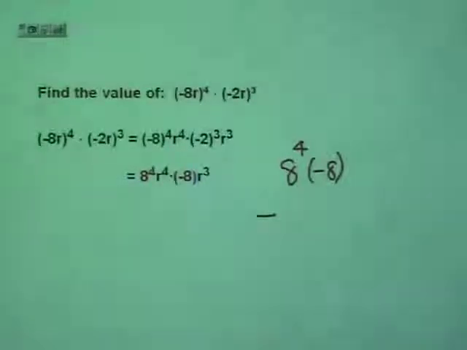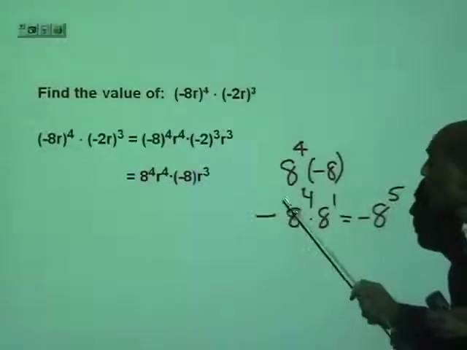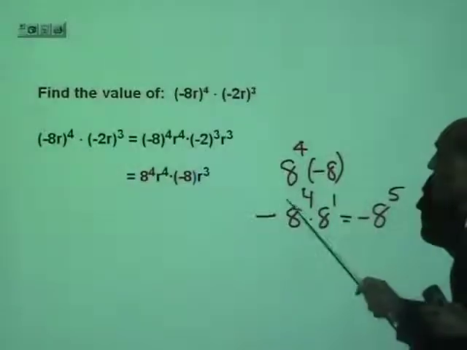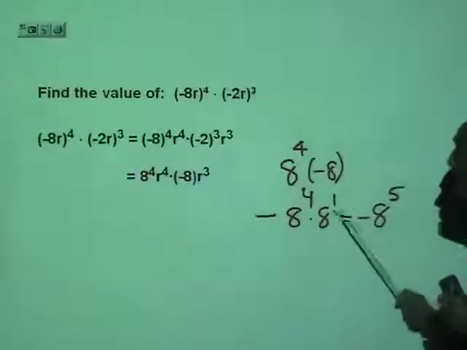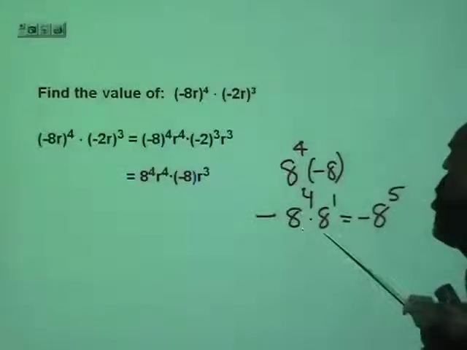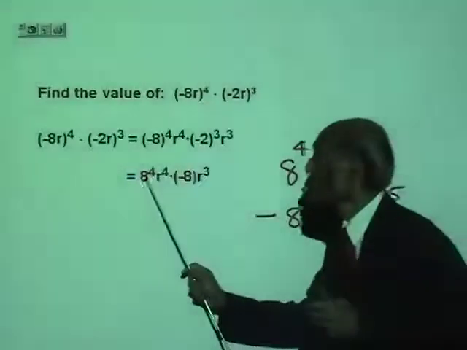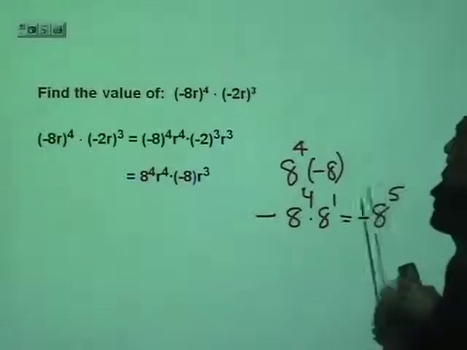That will be negative 8 to the power of 4 times 8 to the power of 1. That is negative 8 to the power of 5, isn't it? This makes the whole quantity negative. 8 to the power of 4 times, we have taken care of the negative there. That means you got an 8 to the power of 1 left there. And that is equal to negative 8, the same base, raised to the power of 4 plus 1, 5. So these two will combine to give me negative 8 to the power of 5.